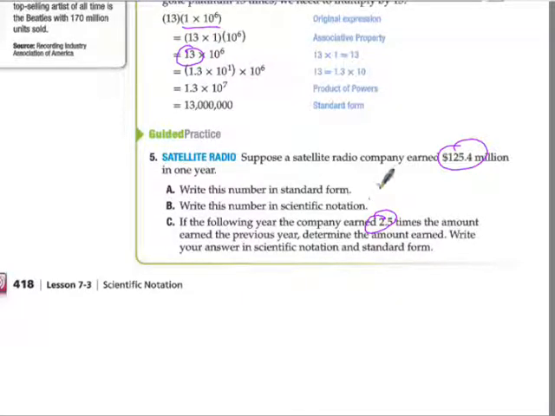All right, for 5A, hopefully you got 125,400,000. For part B, hopefully you got 1.254 times 10 to the 8th. And for part C, hopefully you got 3.135 times 10 to the 8th, or 313,500,000.